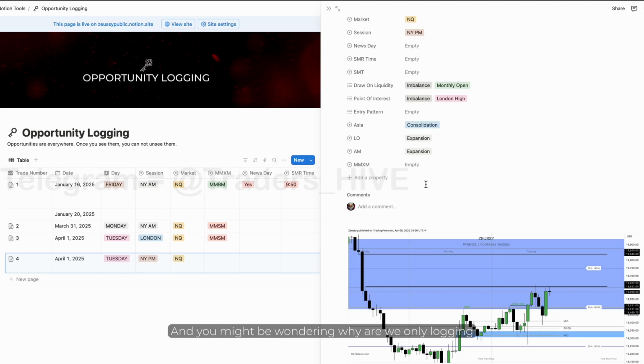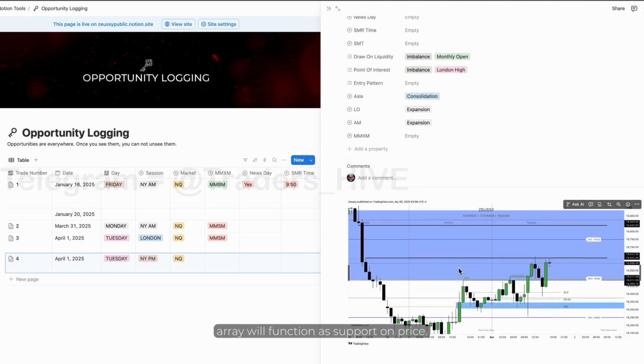And you might be wondering, why are we only looking at consolidation and expansion? This has a deeper meaning, and I'm going to explain this to you throughout a specific lecture in the future, where I'm going to outline to you that all that matters is that you recognize sell and buy program. Sell and buy program. That's the only two variables which you need to know. Are you in a sell program or are you in a buy program? Why? Because in a sell program, every single premium array will function as resistance. In a buy program, every single discount array will function as support on price.